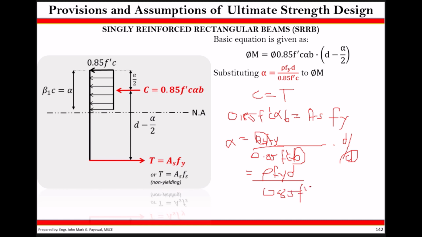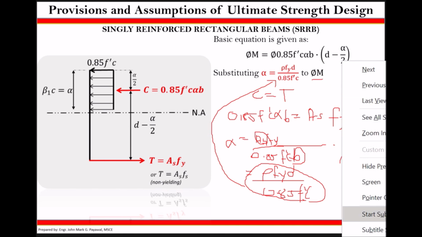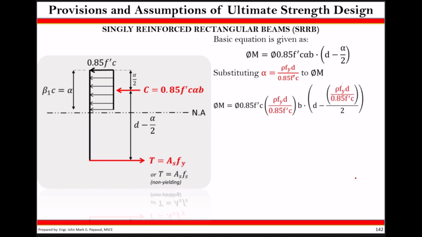So gagawin natin daw, ilagay daw natin to dito. No? Alpha is equal to rho fy d over 0.85 fc prime sa equation ng aking Mn. What would happen when that is the case? I will erase and then this would turn out to be yung alpha ko, it becomes now rho fy d over 0.85 fc prime.